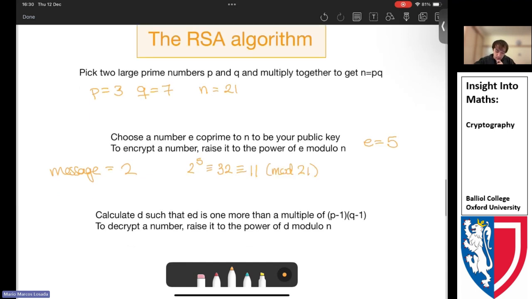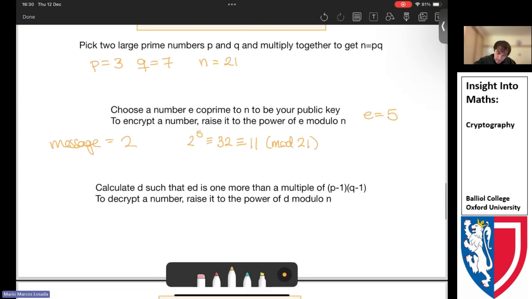But now Bob is receiving this number. Well, how can you actually decrypt this message? So the idea is that you look for a number D with the property that E times D needs to be 1 more than a multiple of P minus 1 times Q minus 1. And I'll tell you in a second why this is what we want.